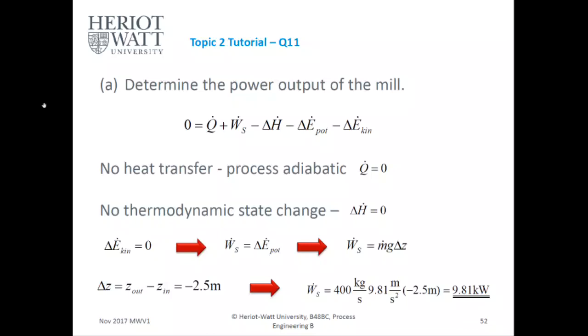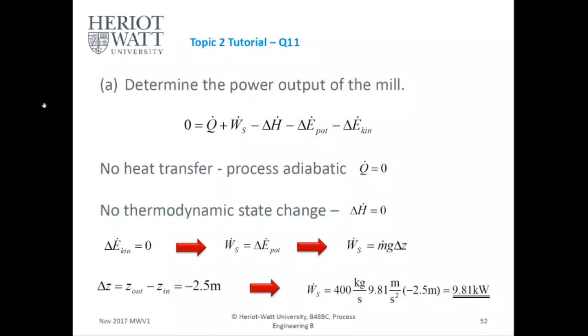No thermodynamic state change, nothing's changing, no gases, whatever. So that's set to 0. Assume kinetic energy equals 0, as always. So the shaft work in this case is only the change in potential energy, because it's just something falling. It's just water falling.